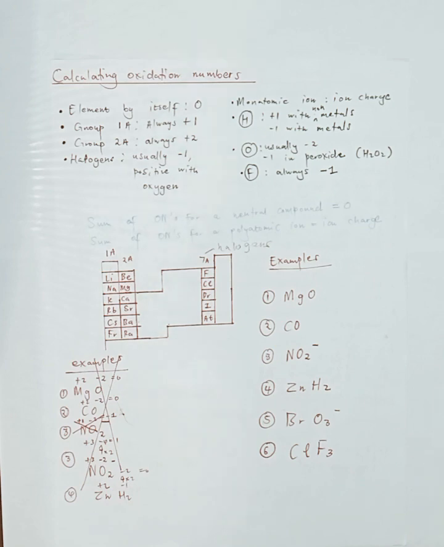So I have a couple of examples here. Number 1, we have MgO. We're going to find its oxidation number.